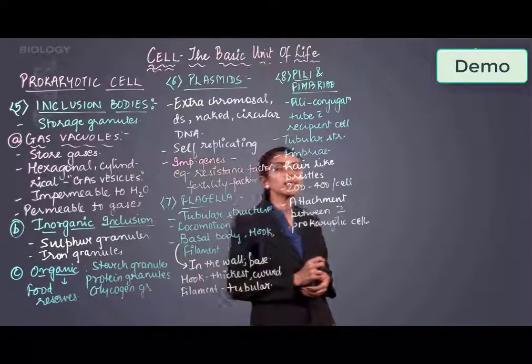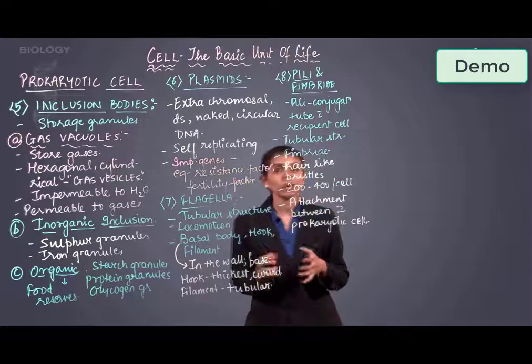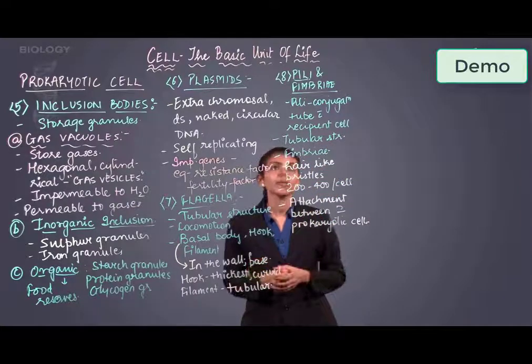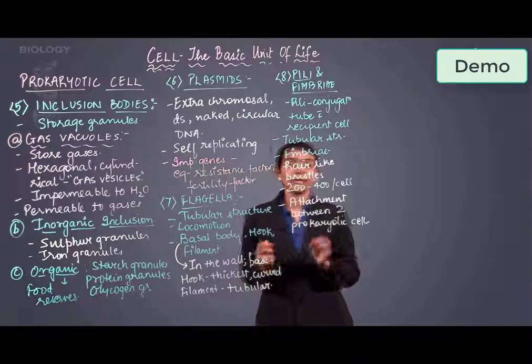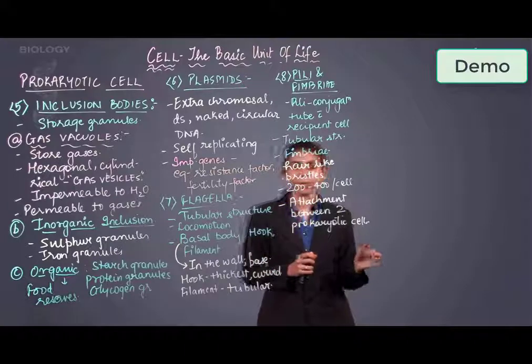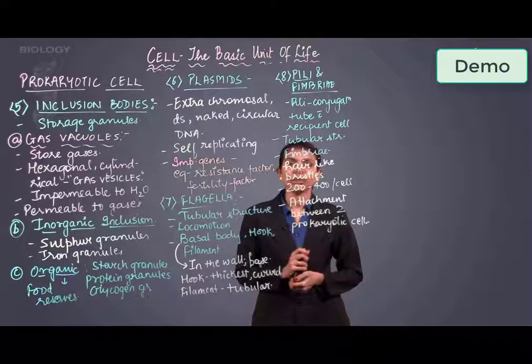Next appendages are the pili and the fimbriae. The pili are structures which help in building the conjugation tube between 2 cells, and it is a tubular structure again. Fimbriae are small hair-like bristles. These may be around 200 to 400 per cell. They help in attachment between the 2 bacterial cells. So that was about the structure of a prokaryotic cell.